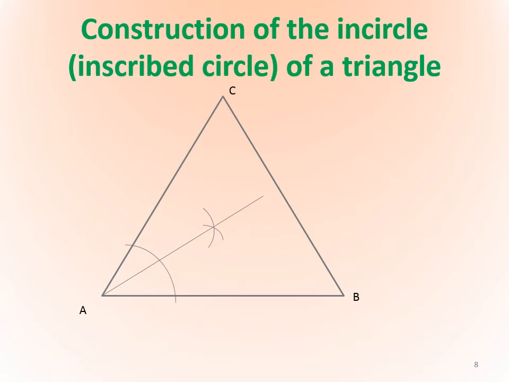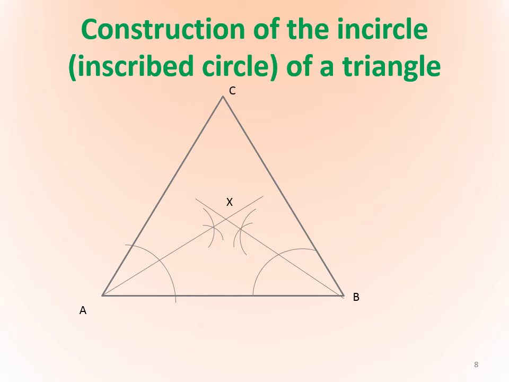Then draw the angle bisector of the angle ABC. First draw an arc here as we did before. Draw two intersecting arcs here and draw the straight line. Name the point at which the angle bisectors meet as X.